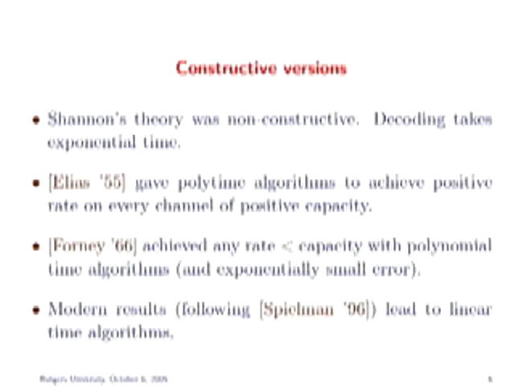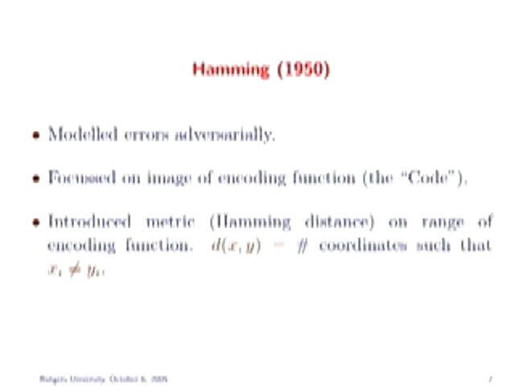There are lots of active participants in the communication channels nowadays, and they tend to intrude in a much more perverse manner. So how do we model such sources of error? One model proposed by Hamming, also around the same time as Shannon, in fact, these works were interdependent chronologically, he proposed that we should model errors adversarially.